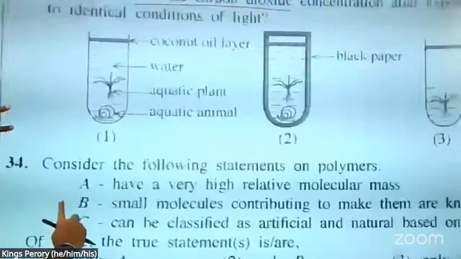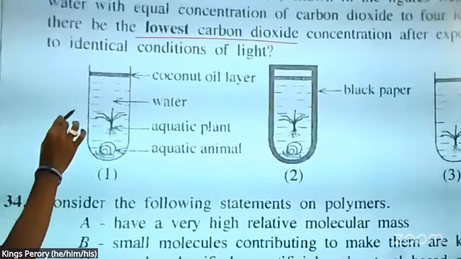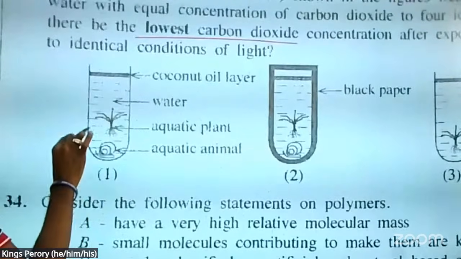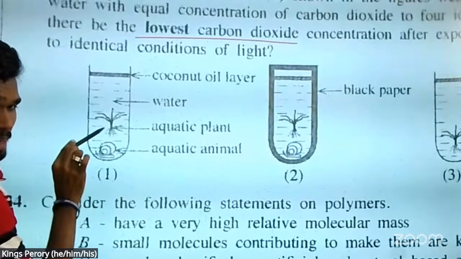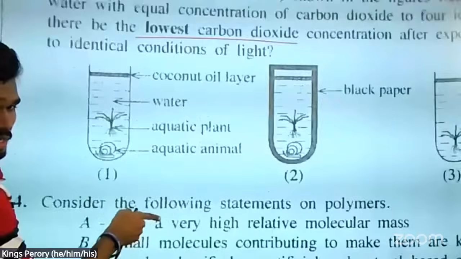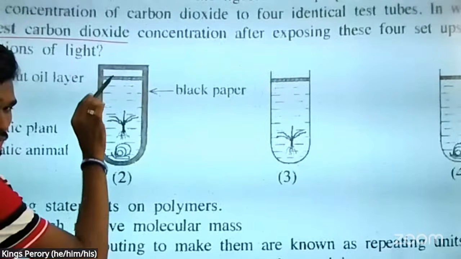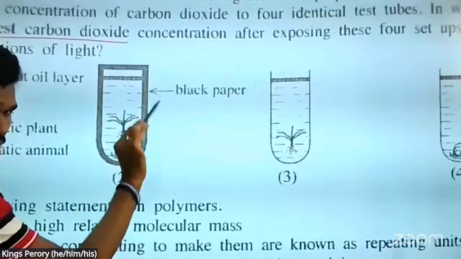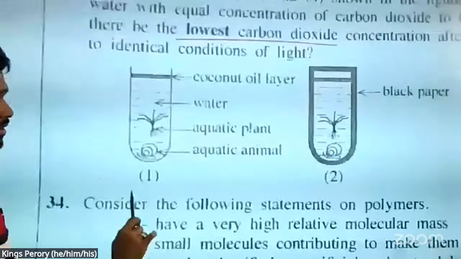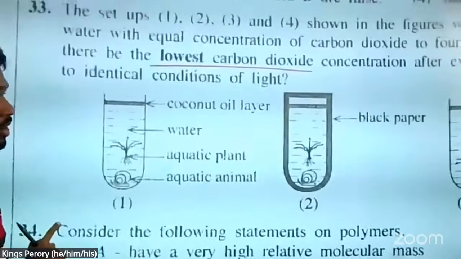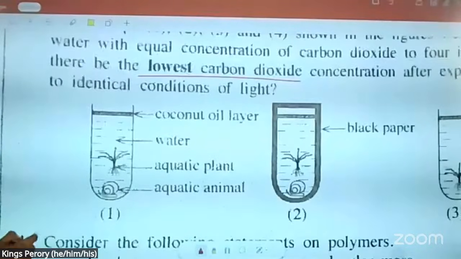First, analyze the 4 setups. Here I have water, an animal, a plant, and coconut oil to seal it. Animal, plant, and coconut oil are all the same, but around it you have black paper. Only plant and coconut oil, animal and coconut oil. They are asking where the lowest amount of carbon dioxide will be. We'll analyze each one of these setups.